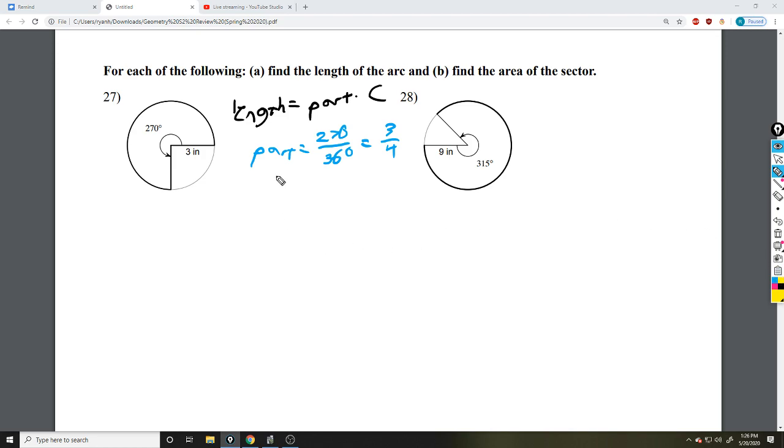And then we want circumference. Circumference is 2 pi r. So that's going to be 2 pi times our radius. Our radius here is 3. So that's 6 pi. So what we're finding here is the distance.